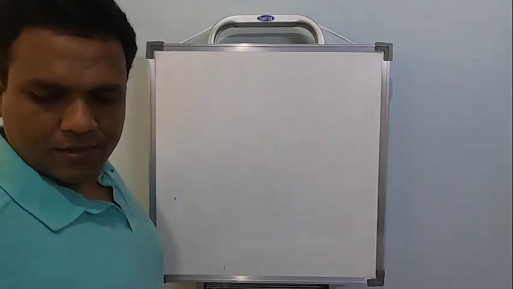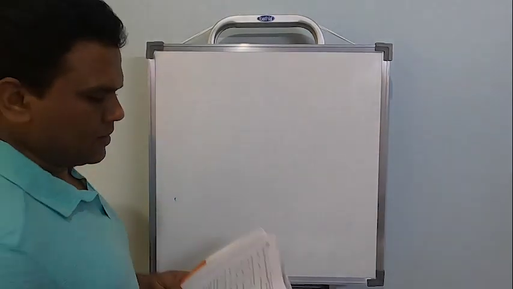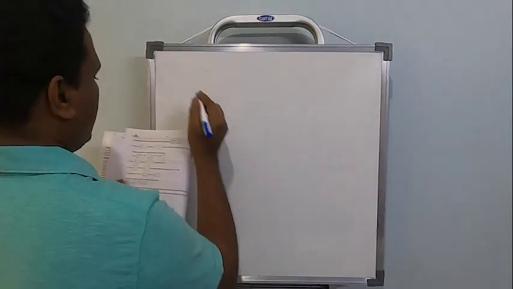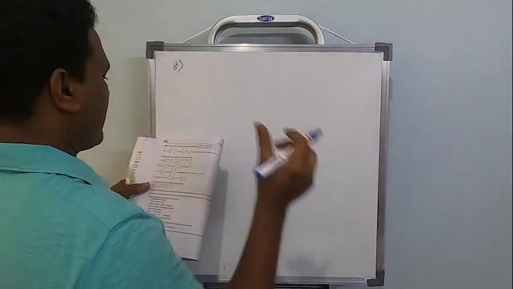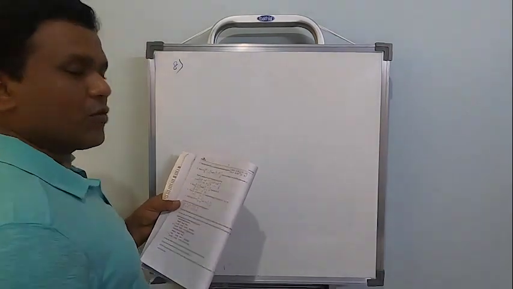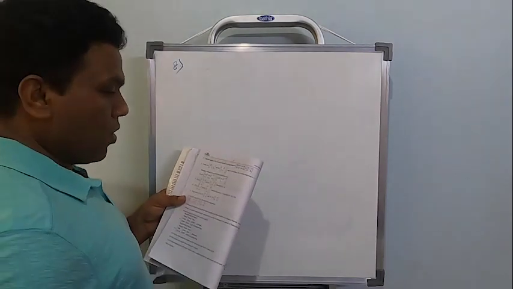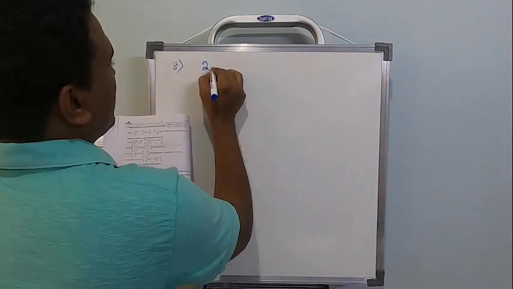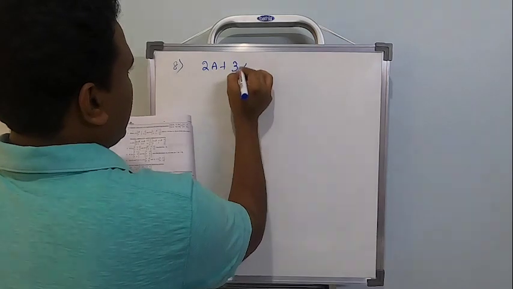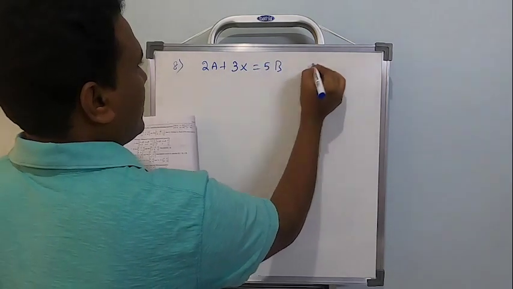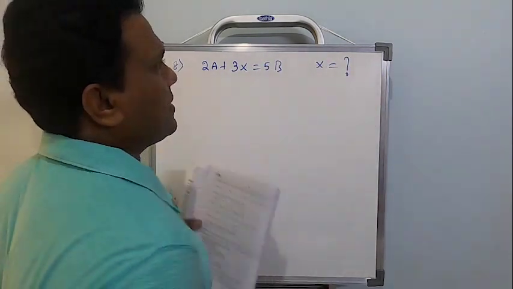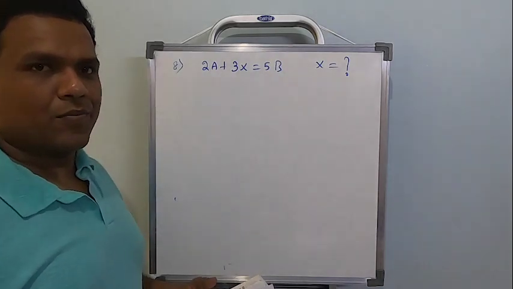Right, the next problem, number 8. In problem 8 they have given matrix A and matrix B. You have to find matrix X. There is a condition, 2A plus 3X is equal to 5B. Then what will be the matrix X? That is the problem, right?